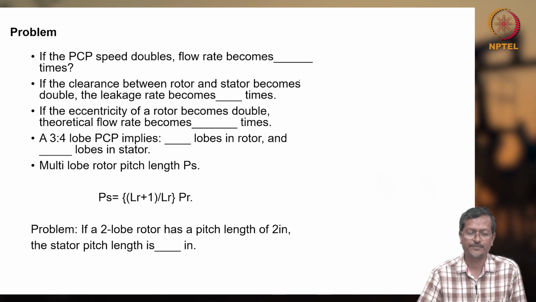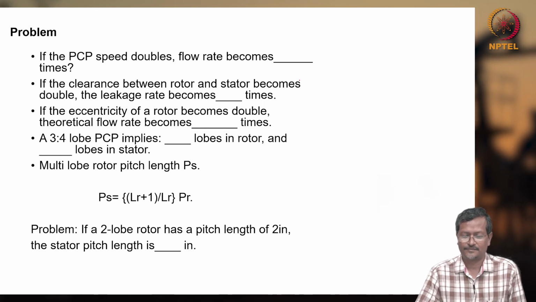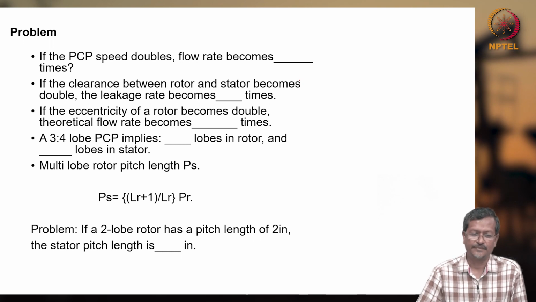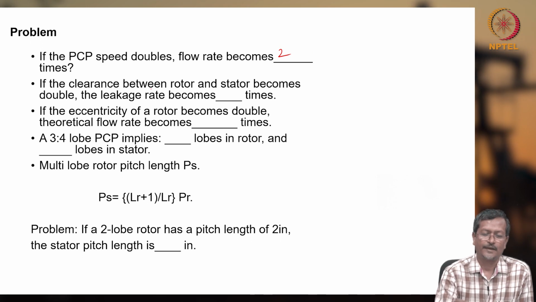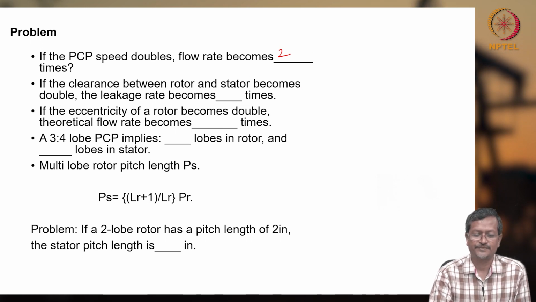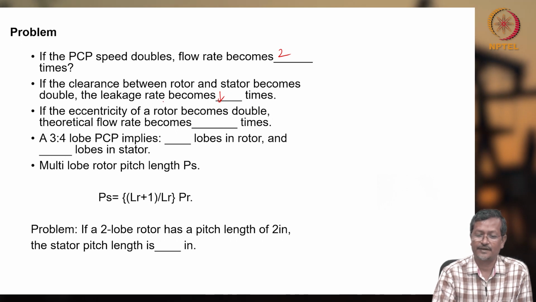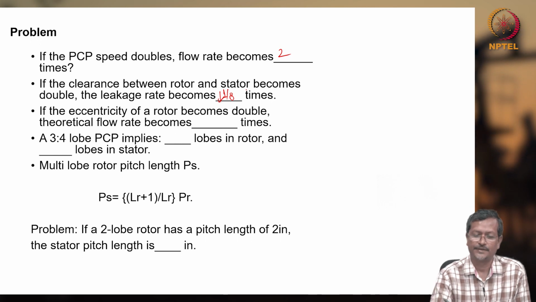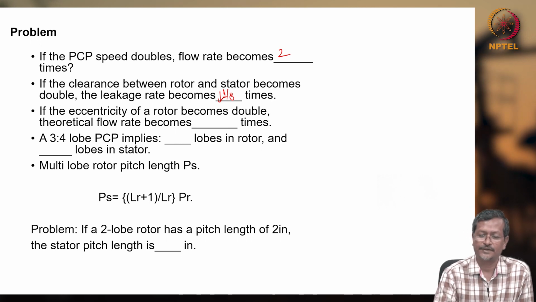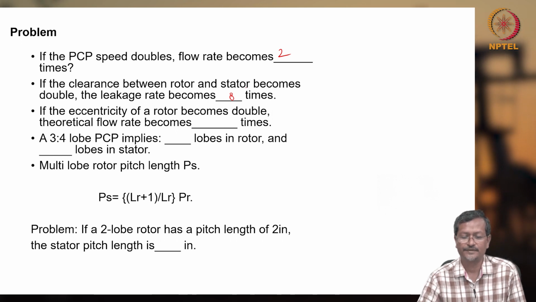Now see some problem, a simple problem. You can prepare for this sort of problem for your exam. If the PCP speed doubles, flow rate becomes 2 times, right? If the clearance between the rotor and stator becomes double, the leakage rate becomes 8 times. Clearance becomes double, then leakage rate becomes 8 times.